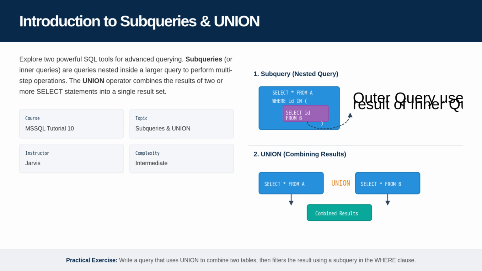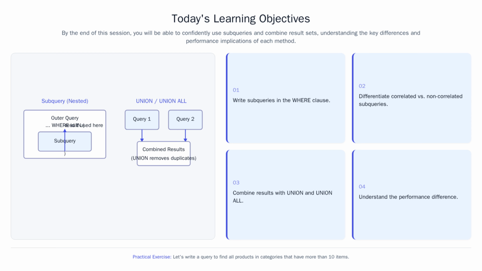In this lesson, we're moving into intermediate territory to explore two powerful tools in your SQL arsenal, subqueries and the union operator. These techniques will allow you to solve more complex problems and structure your queries in a more logical, readable way. By the end of this 20-minute session, you will be able to confidently write subqueries in a where clause, understand the crucial difference between correlated and non-correlated subqueries, and combine result sets using both union and union all, knowing exactly when to use each.